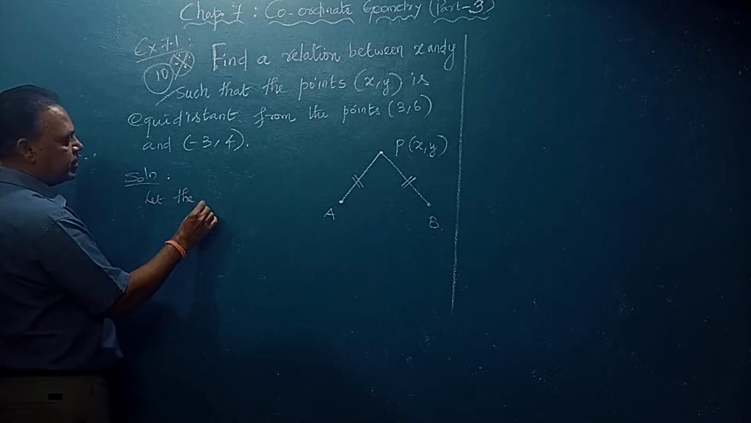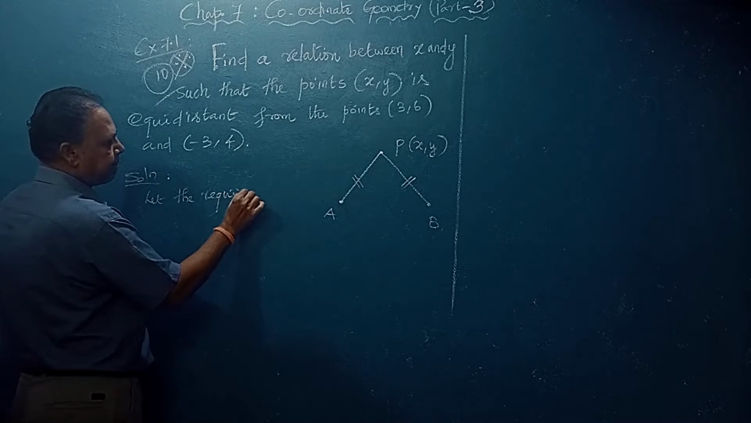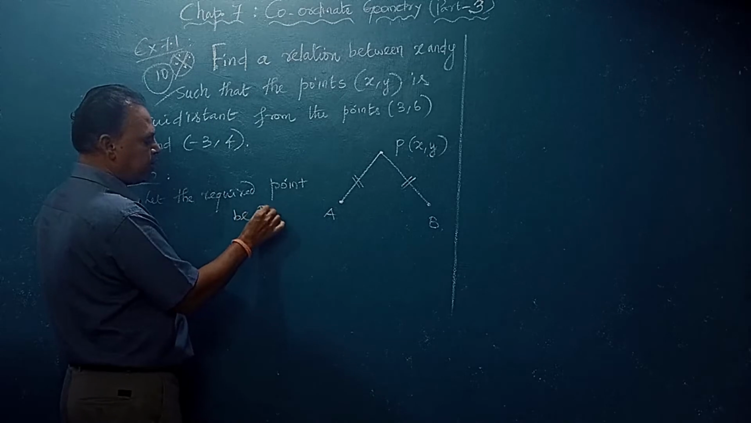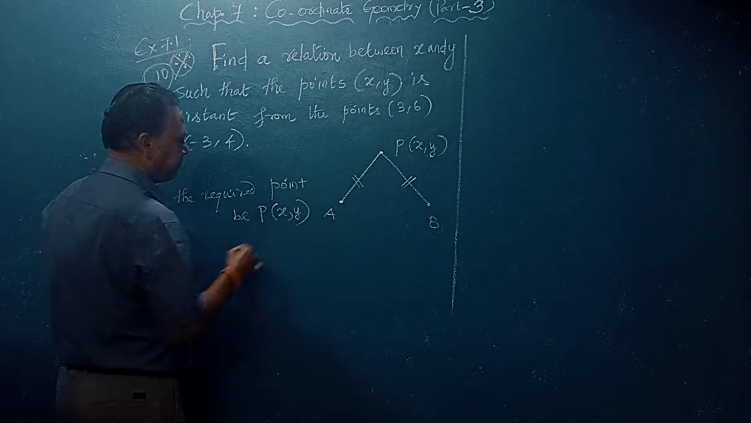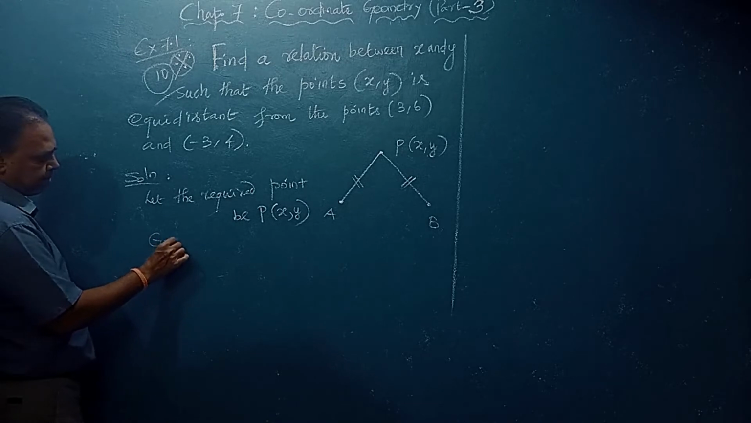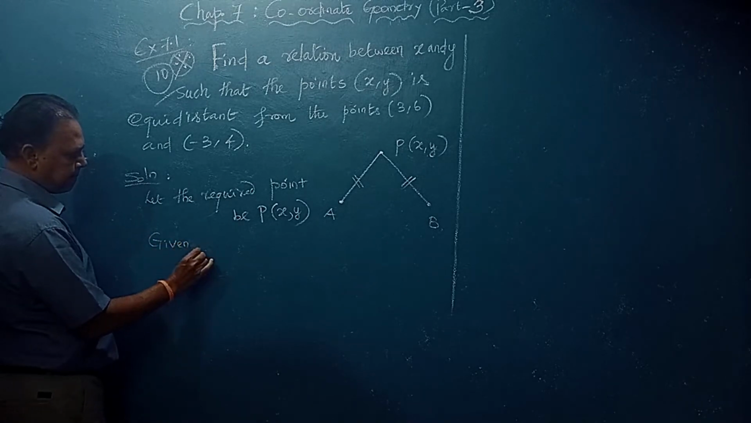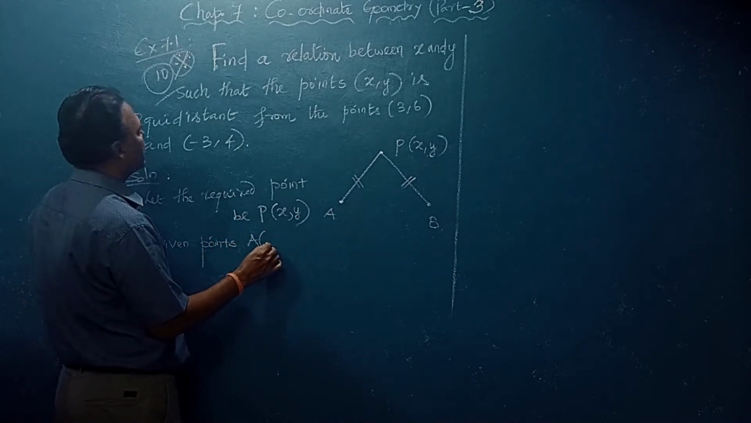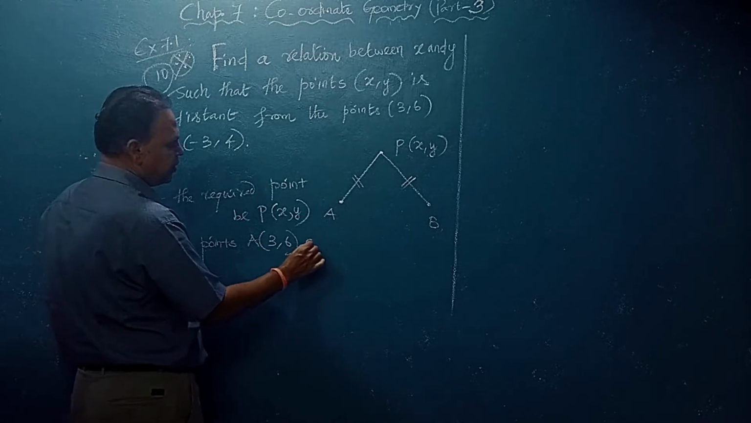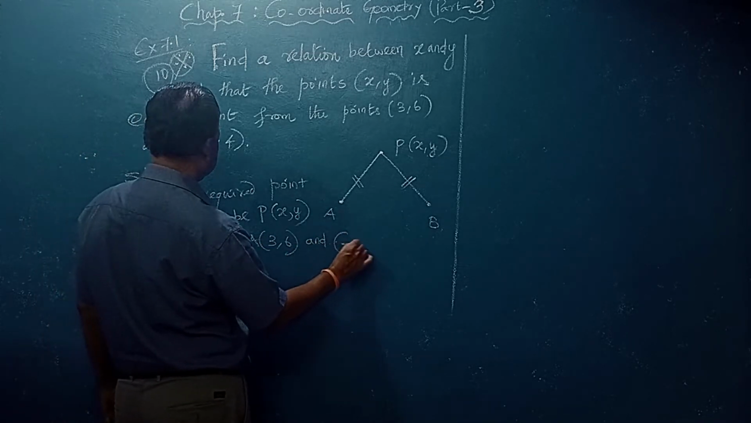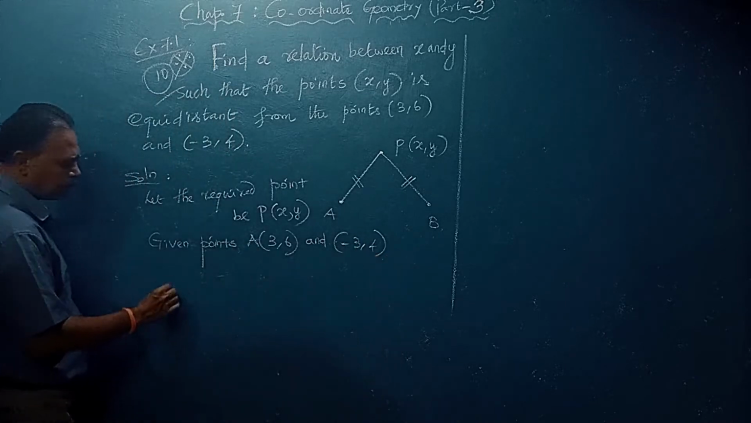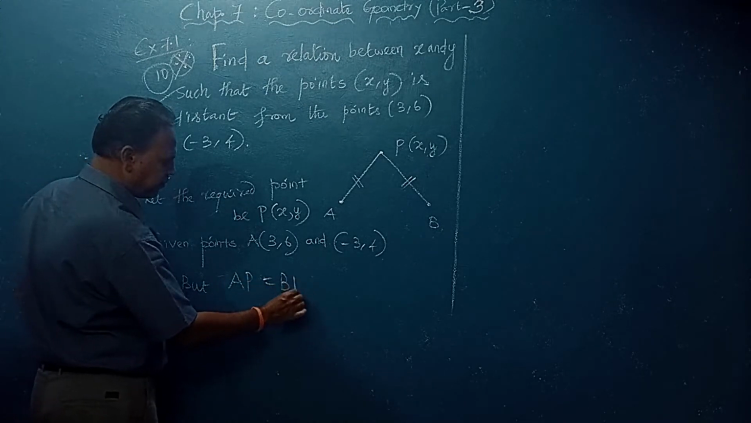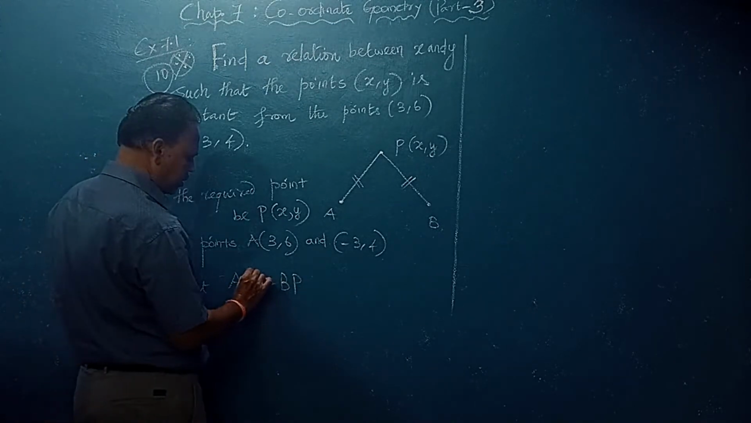Let the required point be P, you take (x, y). And the given points: A is the first point, (3, 6), and B is (-3, 4). But equidistant means what? AP equals BP is given, right?